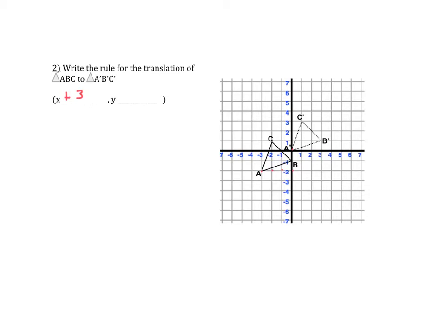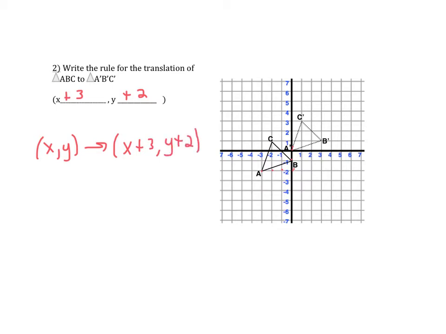And then from that point, we're moving up 1, 2. So that would be y plus 2. So the rule, if we wanted to write it out completely, we'd say every point (x, y) maps onto a new point by doing x plus 3 and y plus 2.